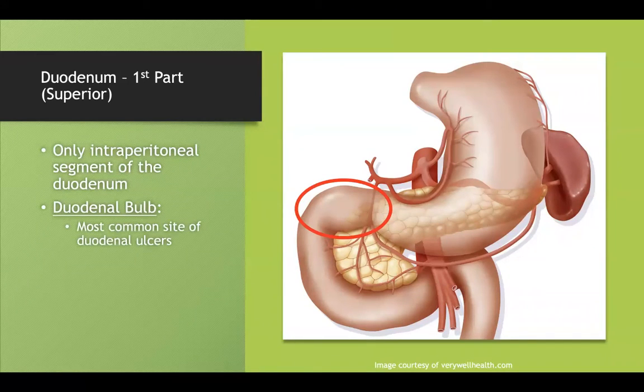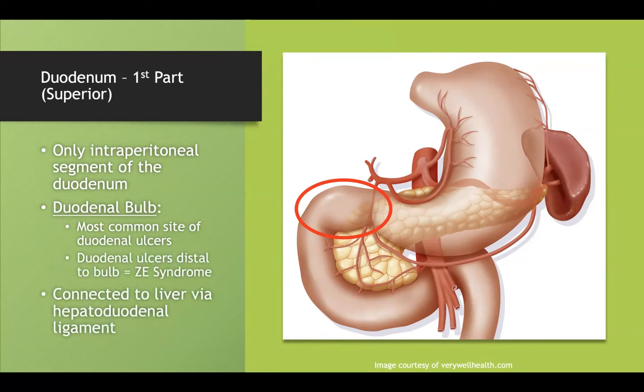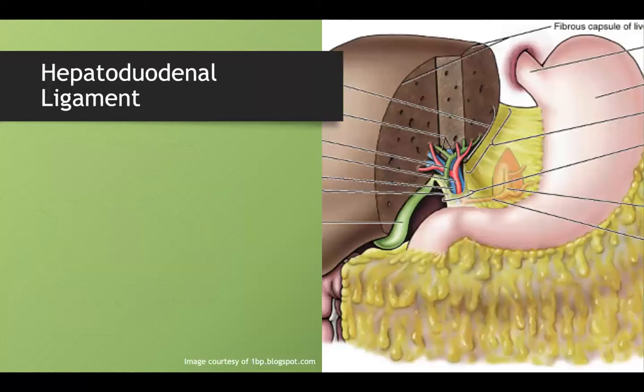This is the site, if you ever have a duodenal ulcer, where you're going to see the ulcers. If you ever see ulcers past this region, you really should consider Zollinger-Ellison syndrome, because all of that gastric acid should have been neutralized by bicarb, and ulcers should not be forming past this region. And one important landmark to realize is that the liver and duodenum connect at this region via the hepatoduodenal ligament. I do want to spend some time talking about this ligament because it contains an important structure.